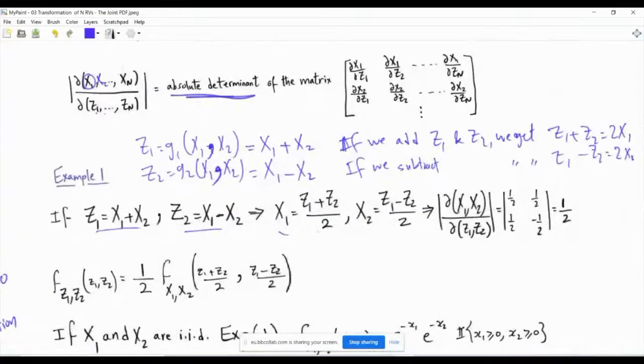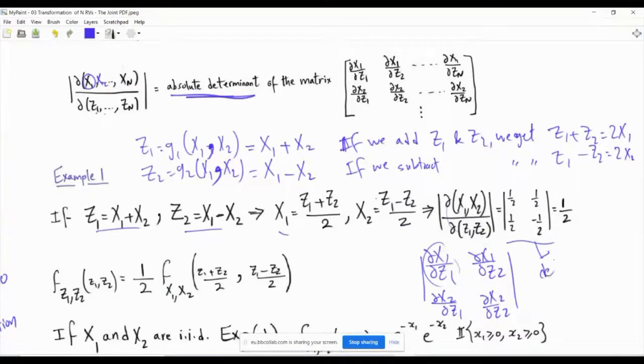Now, what is the Jacobian matrix? Let me write it explicitly. If you want to form it, the first row will be x1 with respect to z1, x1 with respect to z2, and the second row will be x2 with respect to z1, and then x2 with respect to z2. So this will be the Jacobian matrix. In our case, this partial derivative will be 1/2, and this one will be 1/2. The second row: x2 with respect to z1 will be 1/2, and x2 with respect to z2 will be minus 1/2. And so this is the Jacobian matrix.